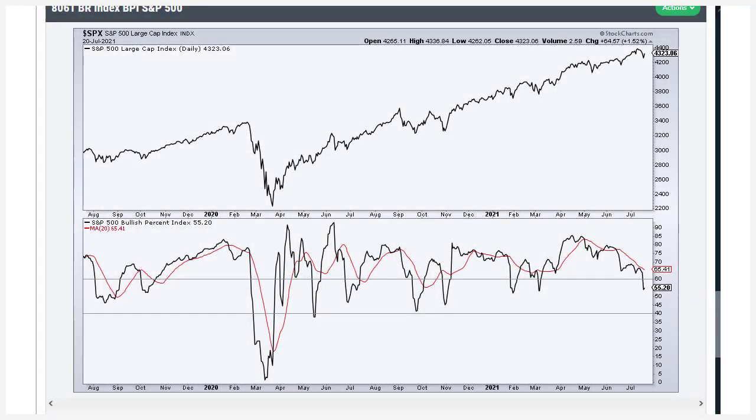So this first indicator here is the bullish percent index for the S&P 500. This is a percentage of stocks that are on P&F buy signals, that is a double top breakout on the P&F chart. A stock is either on a P&F buy signal or a P&F sell signal, a double bottom breakdown. It's either or. There's no ambiguity with this basic P&F signal.